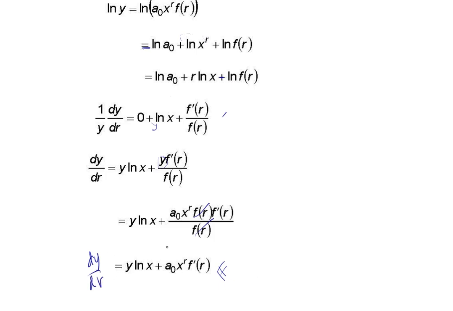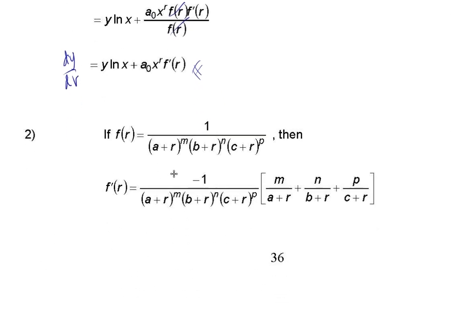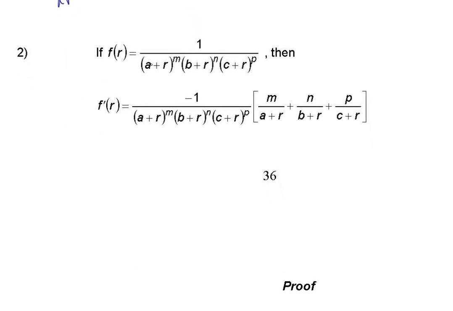This is the first proof. And the second one is, if we have f(r) equal to 1 over (a plus r) to the power of m, multiplied by (b plus r) to the power of n, multiplied by (c plus r) to the power of p, then we can say that f prime r is equal to negative 1 over (a plus r)^m (b plus r)^n (c plus r)^p, multiplied again by m over (a plus r) plus n over (b plus r) plus p over (c plus r). Okay, so how can we get this?